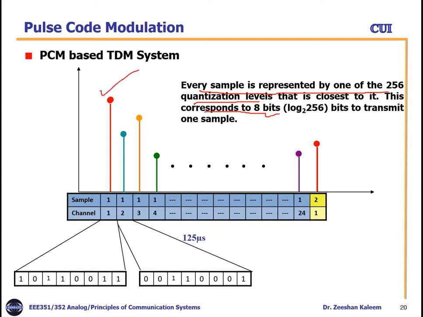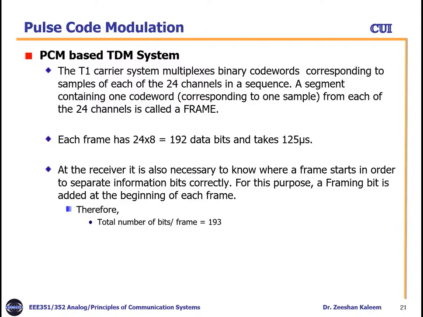So this is one sample. If you clearly notice, there are 8 bits for one sample: 1, 2, 3, 4, 5, 6, 7, 8. So these are the 8 bits we are transmitting for each sample. There are 24 such samples. So in TDM, each such group we call a frame. 24 subscribers, 24 into 8 bits each, so we have 192 data bits, and it takes 125 microseconds.